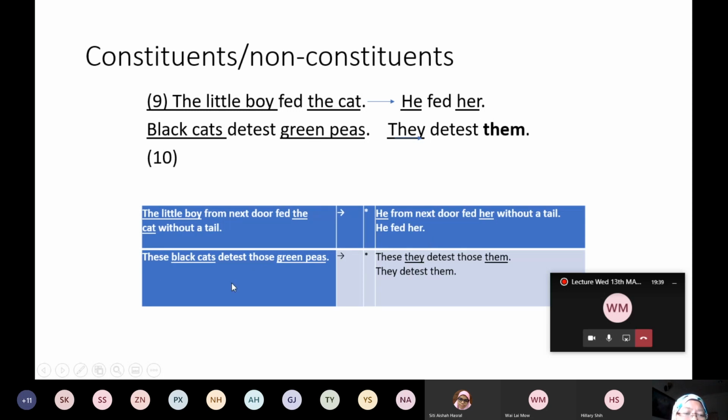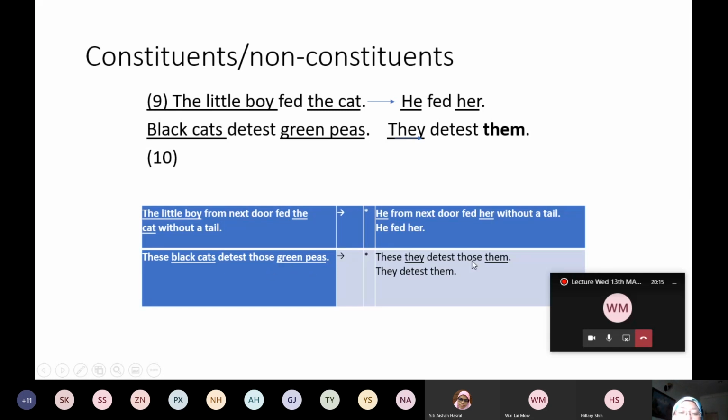an ungrammatical sentence. The same with these black cats detest those green peas. If you take only part, because the subject is these black cats, this is actually the subject. This is the verb. However, in this sentence example, we actually took only black cats. We substituted only black cats, we left these. And then detest is the verb, and then the object, the full group is those green peas.